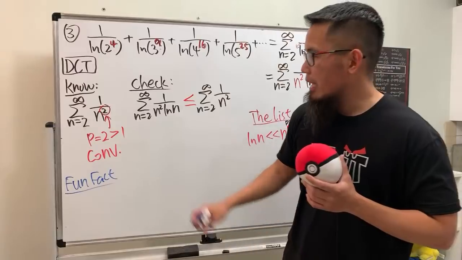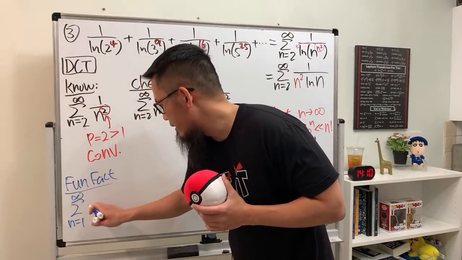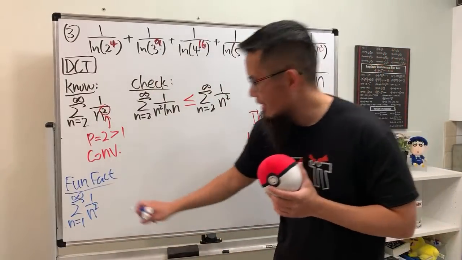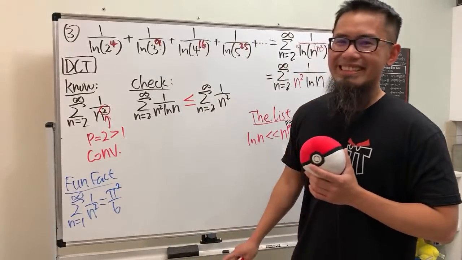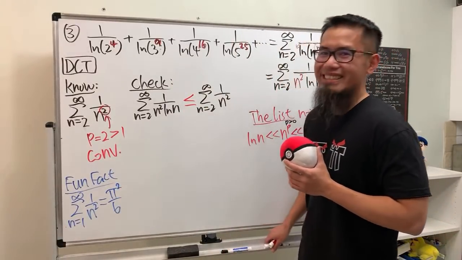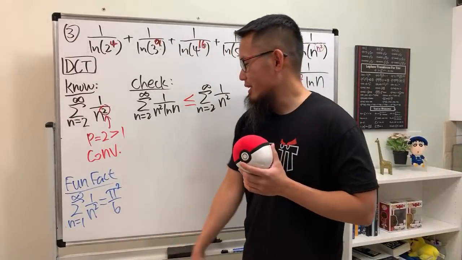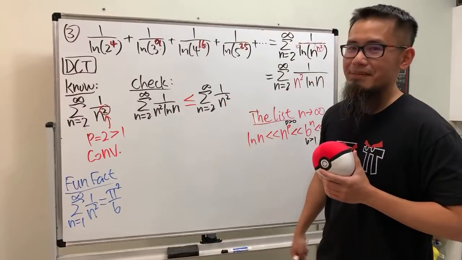Fun fact. If you have the series as n goes from 1 to infinity, 1 over n squared, this is a famous number. You end up with pi squared over 6. All right? Just a fun fact. I know this right here starts with 2, but you can just subtract 1, then you can get the answer for this. But anyway, fun fact.